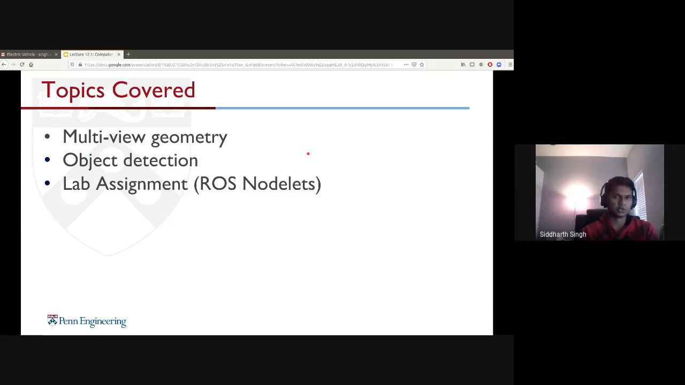First is multi-view geometry, which is an extension of single view geometry. Then we'll look at a bit of object detection, and finally we'll discuss the lab assignment for a bit and talk about a particular programming paradigm that you'll have to use in the lab in order to get it working efficiently.